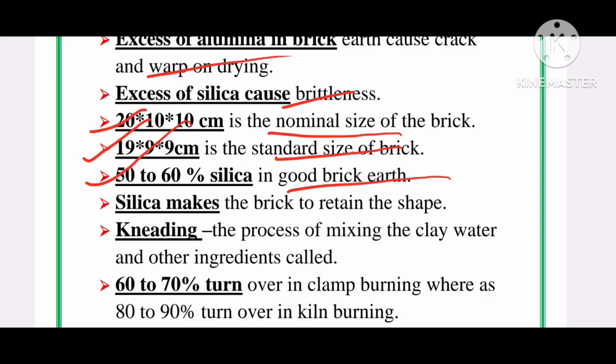Okay, next, silica makes the brick retain its shape. Kneading is the process of mixing clay, water and other ingredients. 60 to 70 percent turnover in clamp burning, whereas 80 to 90 percent turnover in kiln burning.